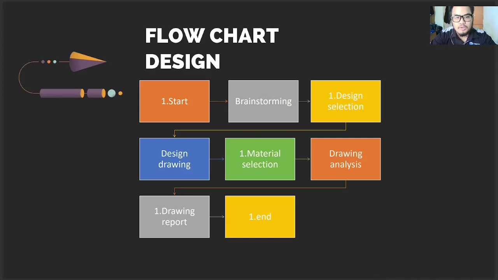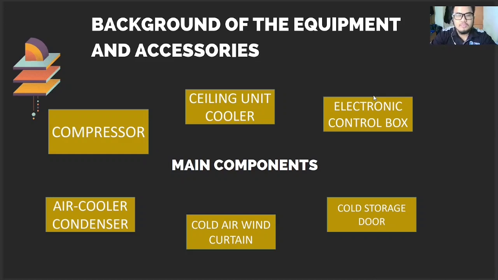For the next slide is the flowchart design. First, we brainstorm 2 or 3 drawings. Then we select the best design to draw in software like SolidWorks. Then we do an analysis on the drawing. Before we do the analysis, we select the material for the design. Then after we get the report of the analysis, we proceed to write a report on the design we just created.